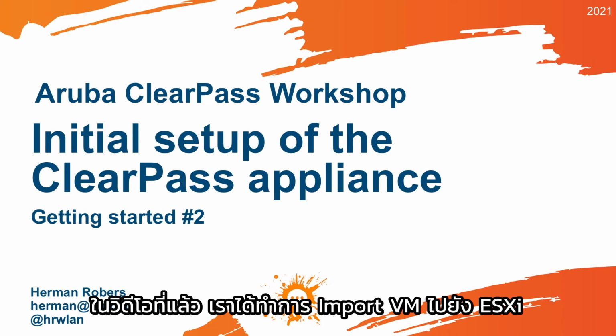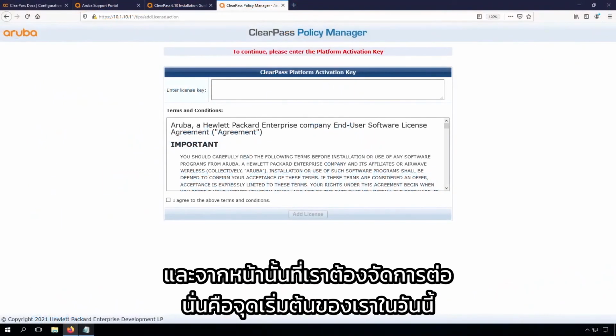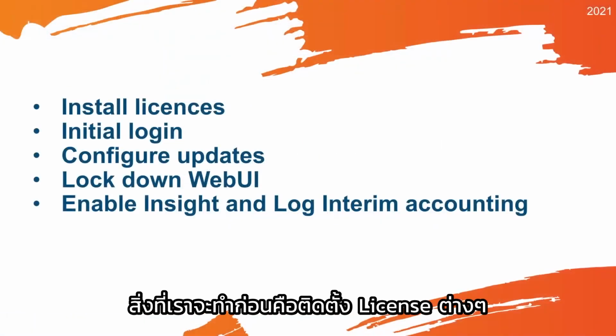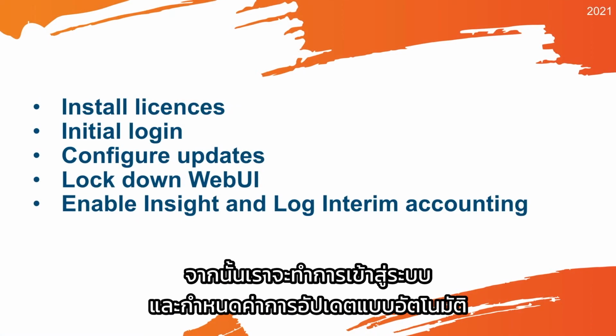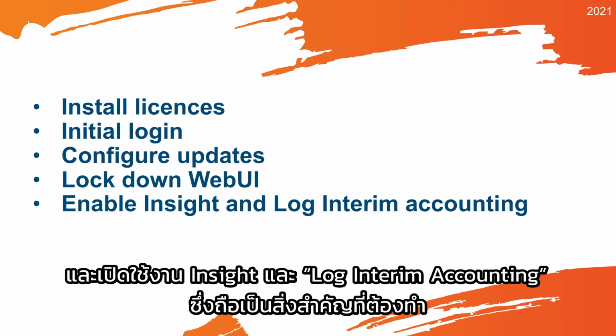In the last video we imported the VM into ESXi and we were able to access the web interface. At that point we ended up at the license screen, and from that license screen we need to continue. So that's where we start off today. What we will do is install the licenses, do the initial login, configure the automatic updates, show you how to lock down the WebUI, and enable Insight and lock interim accounting, which also is important to do.